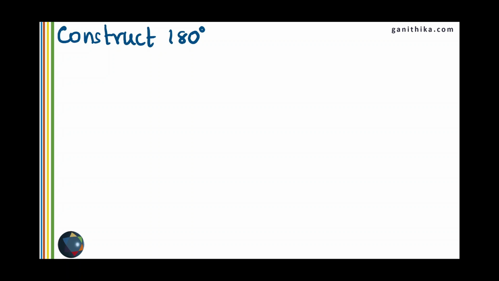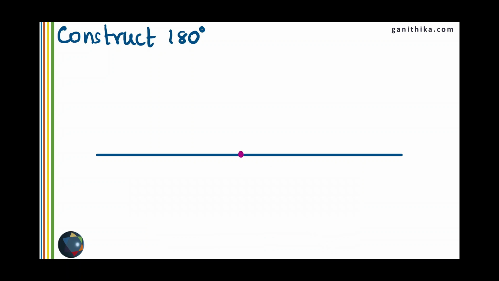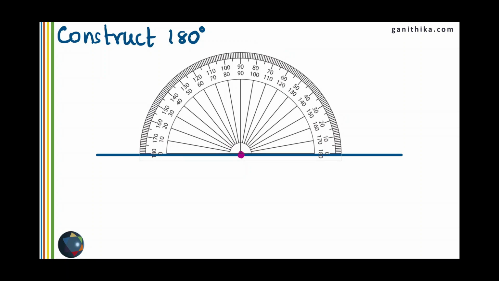How to construct 180 degrees? Construct the baseline first, let it be a little longer, and let the vertex be placed in the center of the line. Place the protractor accordingly. Look for the 0 on the right side or on the left side, but we usually start with the right side. So look for the 0 and go all the way up to 180 degrees, which means you are going to the next side of the protractor.